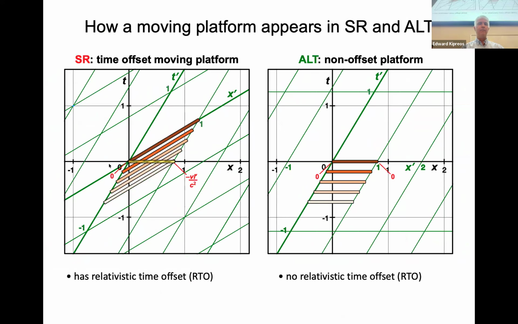Okay, here we're looking at a moving platform over time. And for special relativity, you can see that the time is offset by the relativistic time offset in the forward direction. But for alt, the whole platform is at the same time, and there's no relativistic time offset.